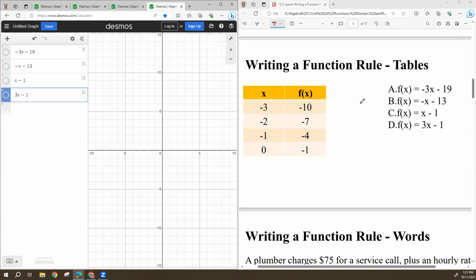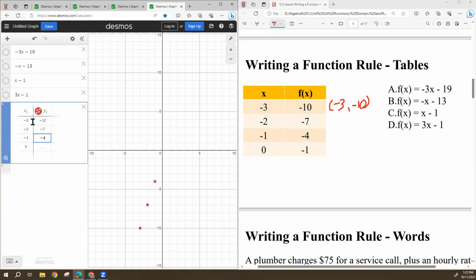Let me do one more table. Again, I am going to just graph all these options, and I want to insert a table to put my points in. Remember that these x's and y's create coordinates, -3, -10. The first number is x, the second number is y. So when I make my table, my first numbers are x's. And then my f of x's are y's.